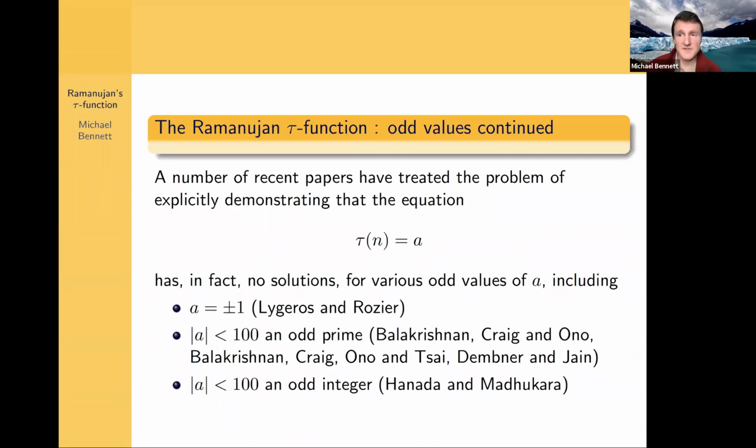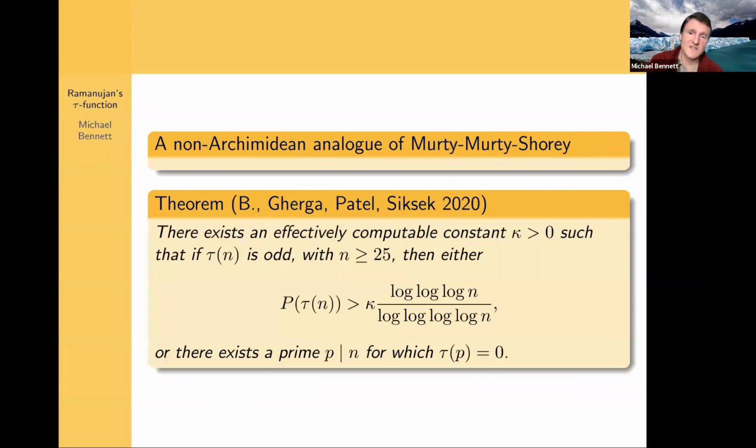The approach will have some similarities to what I talk about, so I'll mention more about that in a bit. What I want to really talk about is, if you like, a non-archimedean analog of the result of Murty and Shorey. We show that either Lehmer's conjecture is false, or the greatest prime divisor of tau of n, so not just tau of n grows, but the greatest prime divisor of tau of n, if tau of n is odd, that should go to infinity. Notice the right-hand side is a function that goes to infinity in n. The n greater than or equal to 25 is just to make sure that it's well-defined.